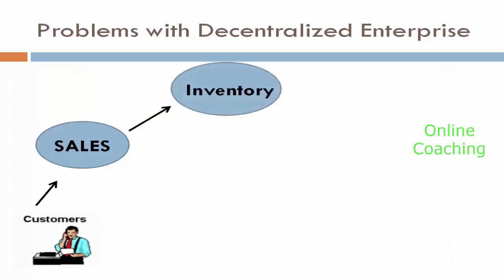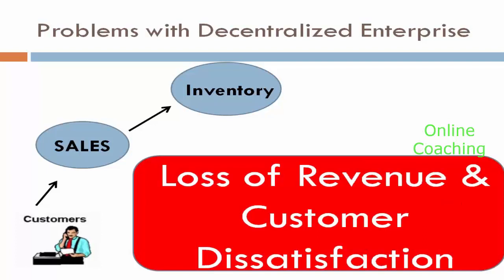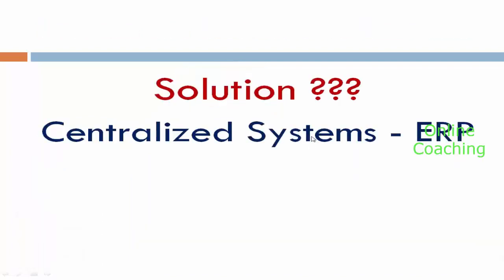Then what happens? They have to contact the inventory section to find out. This is a time-consuming process. Let's say, for example, the whole inventory department is in a meeting. They will be available only after 4 p.m. Do you think the customer is going to wait? Do you think the sales people can come back and say, sir, the inventory department is not available, please call after 4 p.m.? Do you think that is professional enough? No. Then what happens? The customer will select another vendor. You lose the customer, lose revenue, and cause customer dissatisfaction. This is the biggest problem, right? This is the problem with the decentralized system.